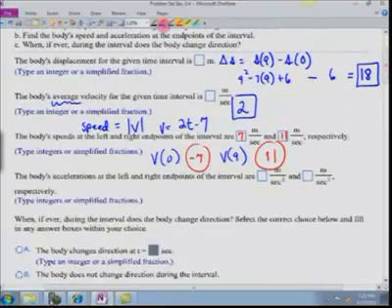All right, acceleration at the left and right endpoints. What's acceleration? Second derivative. Well, the derivative here is 2t minus 7. What's acceleration? 2. So it's going to be 2 here and 2 here. There's no variable.